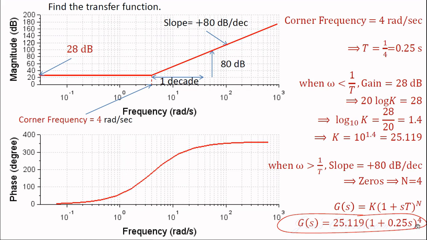That's it. So for a given transfer function with poles or zeros at values other than the origin, you should be able to get the asymptotic Bode plot and the phase plot. Or if the asymptotic magnitude plot is given to you, you should be able to find out the transfer function of the system also. That is what is explained in this lecture.